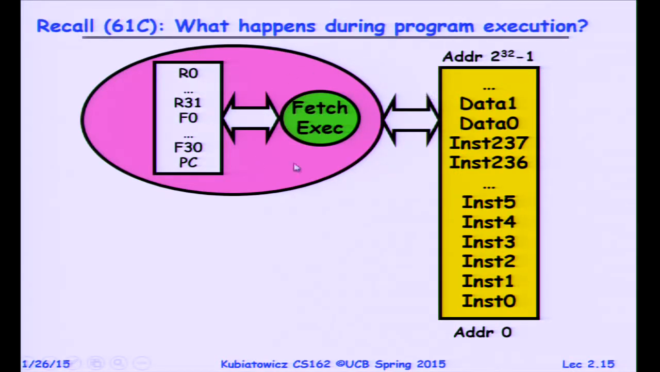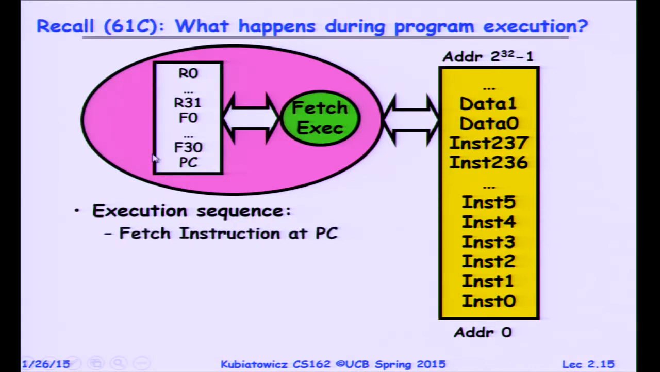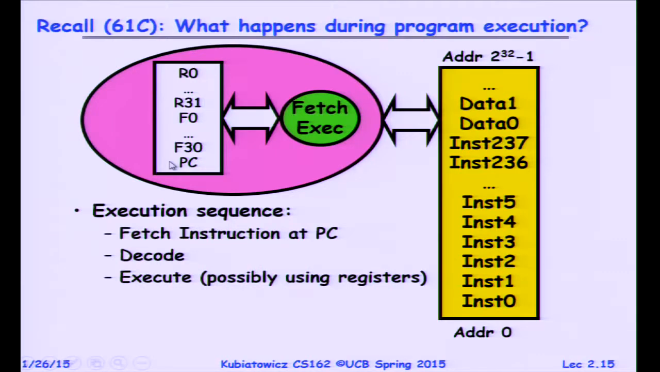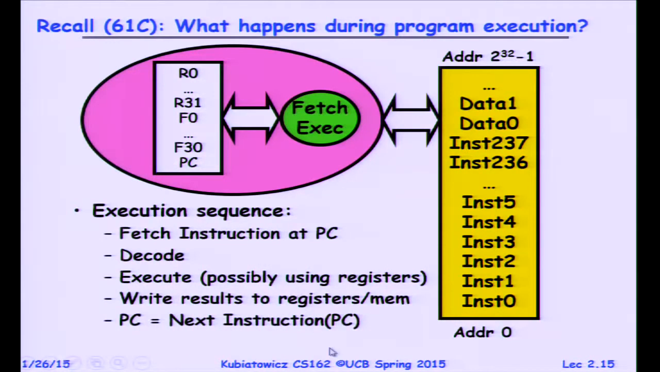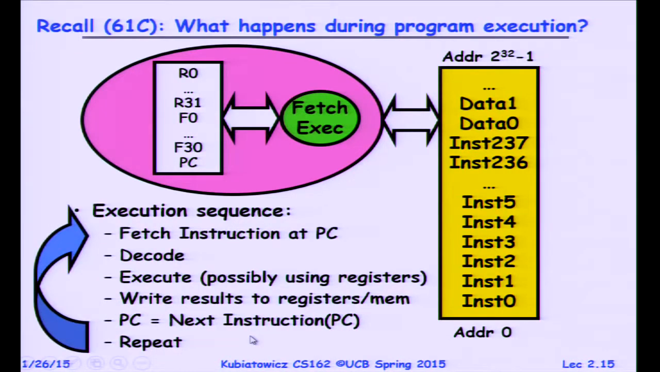So here is the hardware. Notice the lovely pink color. And our execution sequence is fetch an instruction at the PC. So wherever the PC is, grab it, decode it, execute it, maybe using registers, write the results back to registers or memory, compute the next PC, program counter, and then, poof, repeat. Okay? Cycle and repeat. And so what you see here is, we're executing, the PC is moving along as we go. Any questions? Okay, that was a pretty easy piece of 61C, right?